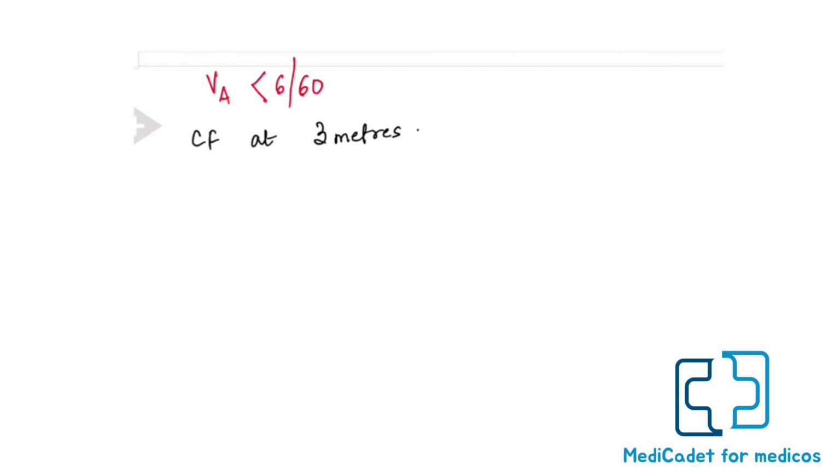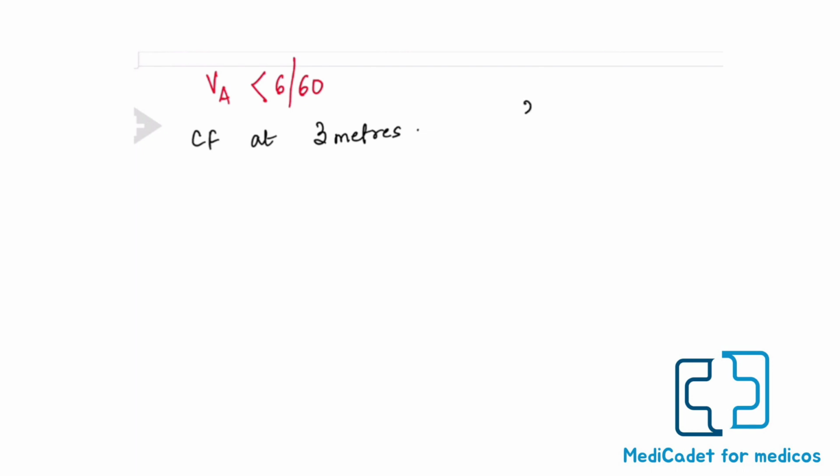So usually the room that we have, I told you it's a 3-meter room with a mirror. So if you stand at the end of the room and the patient is able to count the fingers, then that is called counting fingers at 3 meters. That is less than 6 by 60. I'm just telling you in gradation what comes after 6 by 60. So just less than 6 by 60, we denote it as counting fingers at 3 meters.